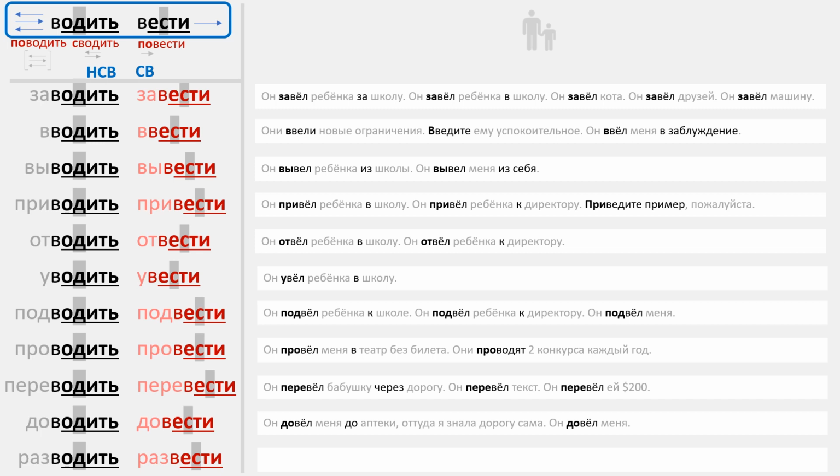Разводить, развести. To take somebody away from each other, to separate them, to move them in different directions. He took the kids to different rooms. Он развел детей по разным комнатам.